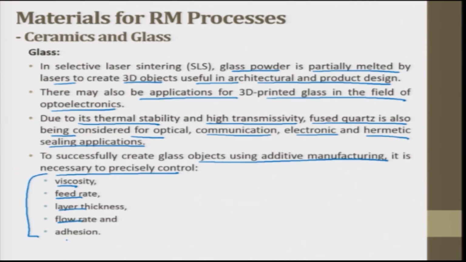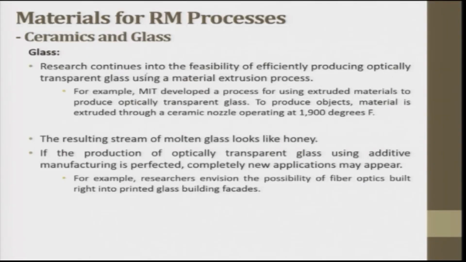A 3D printed optically transparent glass requires high temperature processing of glass powder into fully annealed product. So, optical properties are important in the products, those are produced using rapid manufacturing. So, glass plays as a vital candidate for that. Research continues into the feasibility of efficiently producing optically transparent glass using a material extrusion process.